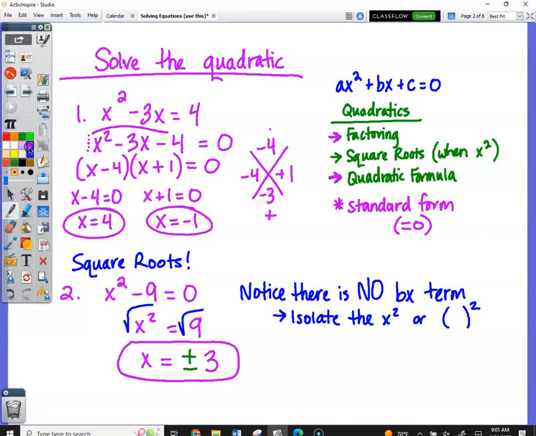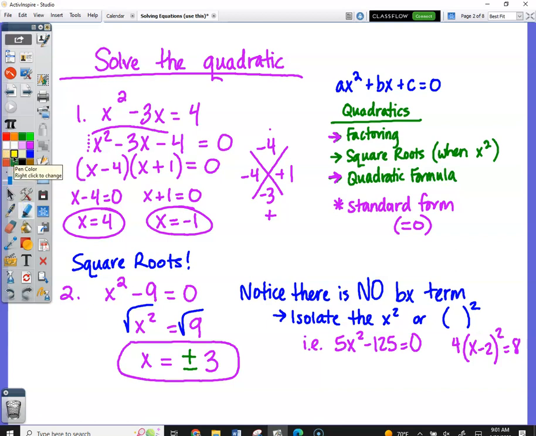Let me show you, we're not solving them, but I want to show you. I'm going to put IE. If you had, say, 5x squared minus 125 equals 0, and then what if you had 4 parentheses x minus 2 squared equals 8? Okay, so look at those two examples. They're slightly different than the one we just did.